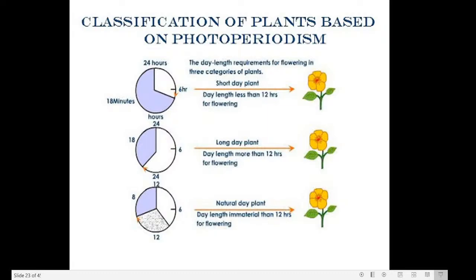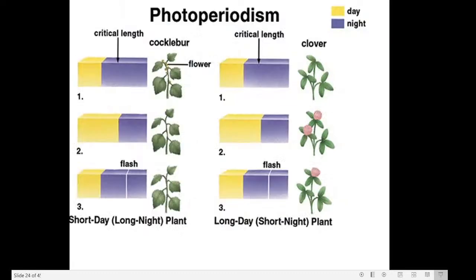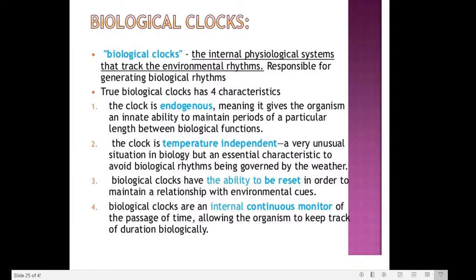The flowering time depends on the daytime and night. Here is another explanation about short day and long day plants. Short day means the sunlight time is too short. Long day means the sunlight time is high. Then the biological clock, which I included in the previous slides also.